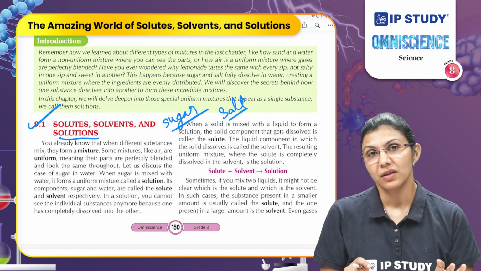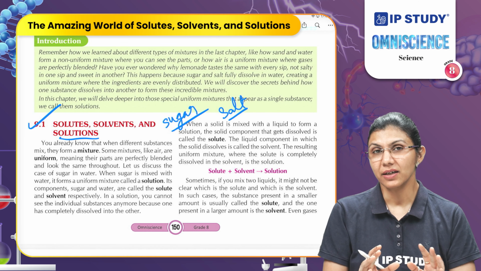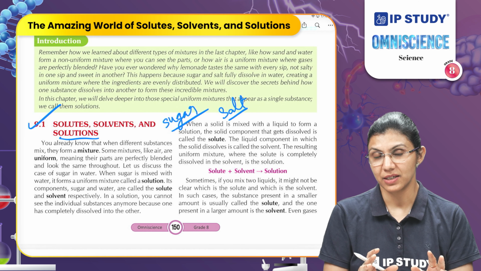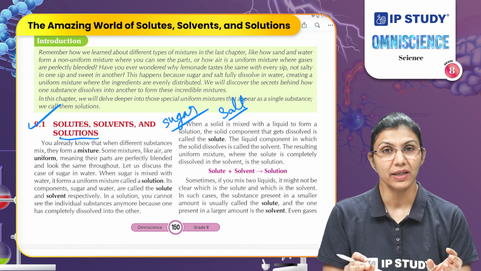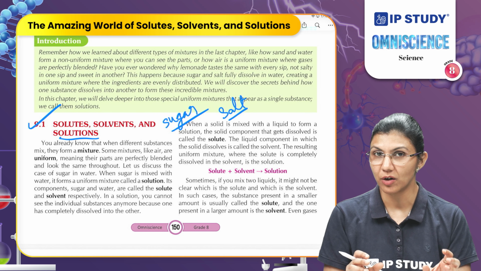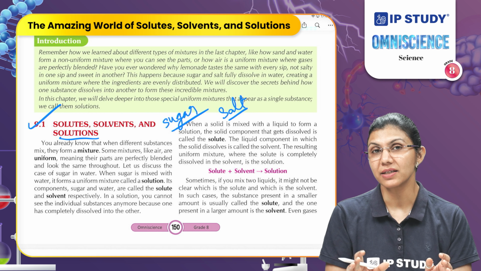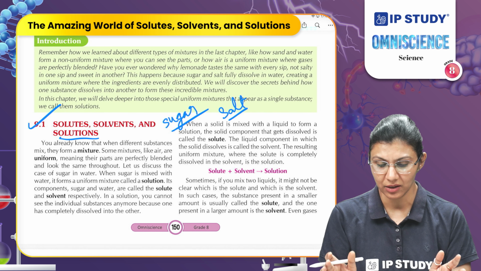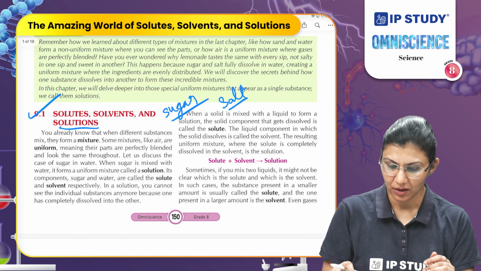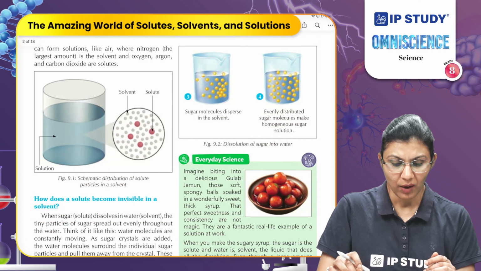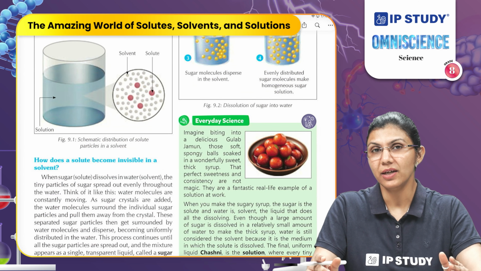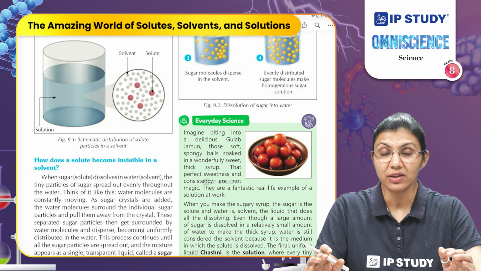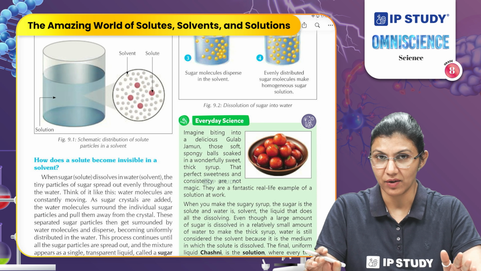Here, if we compare the quantity of substance while preparing these kinds of mixtures, the solute is in small quantity, a small portion, and the solvent is in a larger portion or larger quantity. What happens when we are mixing any solute in solvent and we get the uniform solution? We cannot see the solute in the solvent.